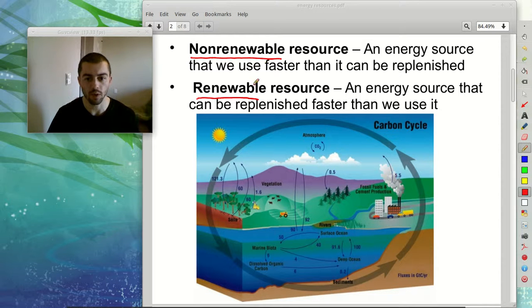So that's the difference between renewable and non-renewable resources. Non-renewable resources, we can't replenish as fast as we're using them, and eventually they will run out. Whereas renewable resources do not run out. They come from sources that we will always have available to us.